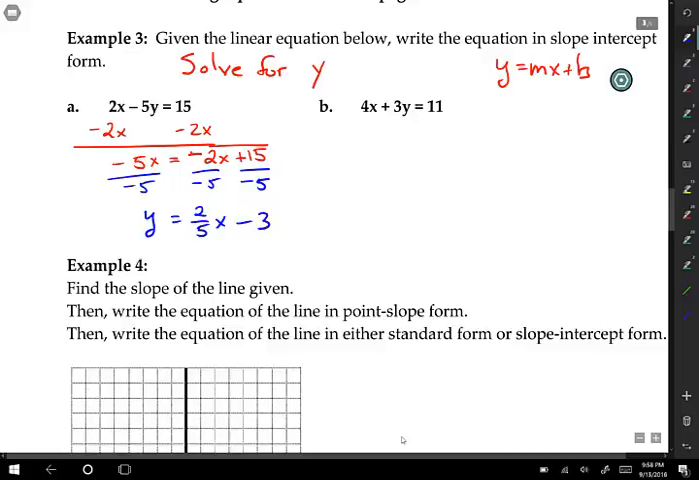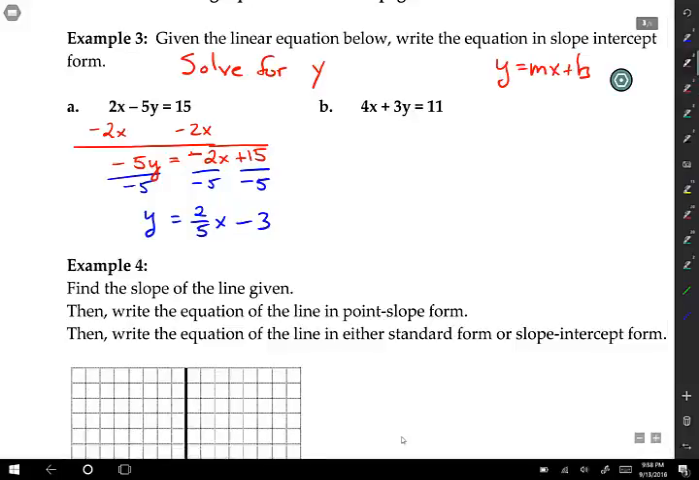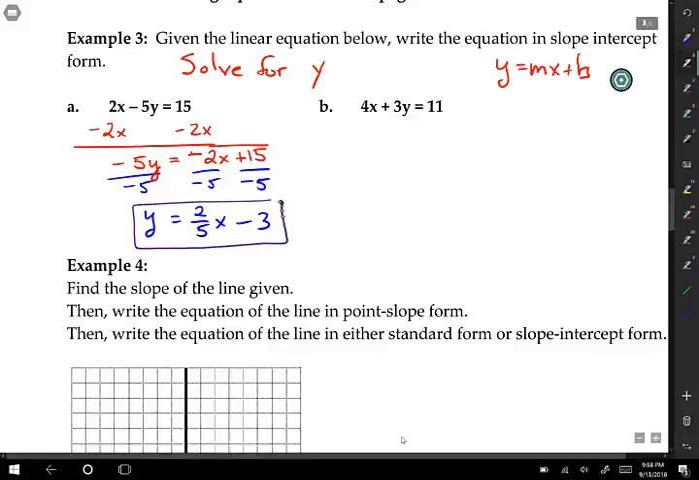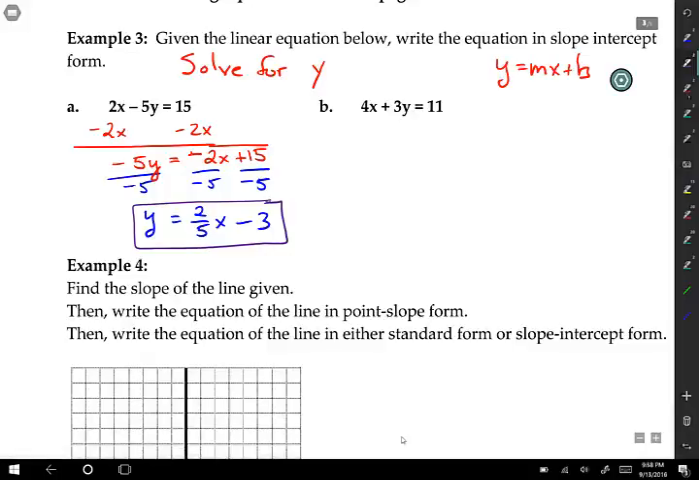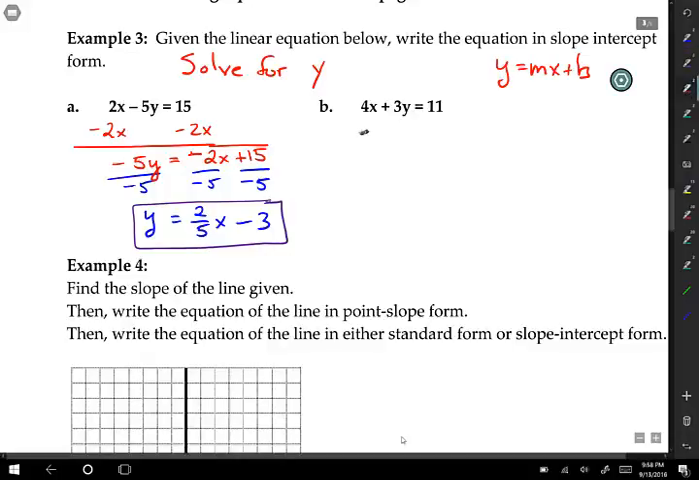Need to correct a small error that I just saw. That x there is actually supposed to be a y. So there's our equation. Y equals 2/5 x minus 3. Let's look over here at number b. We're going to subtract 4x from both sides like we did before, giving me 3y equals negative 4x plus 11. We're going to divide everything by 3.